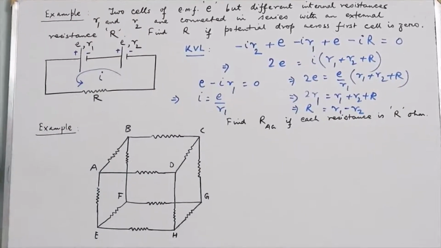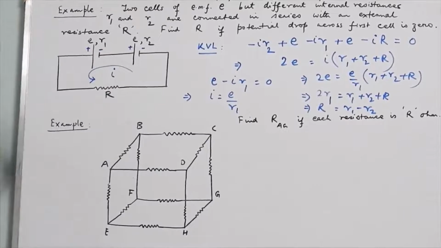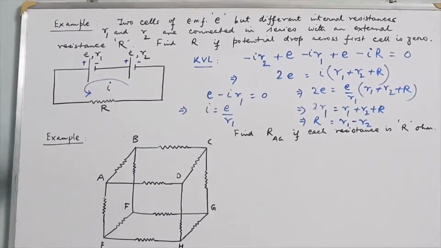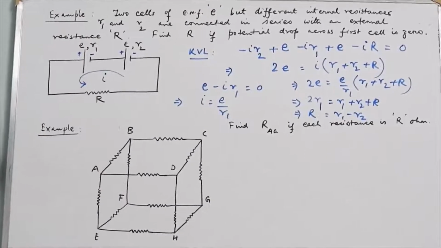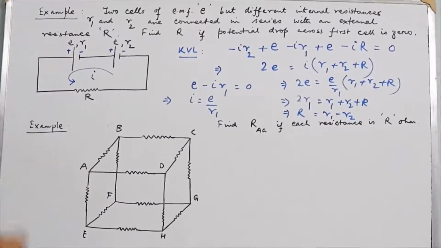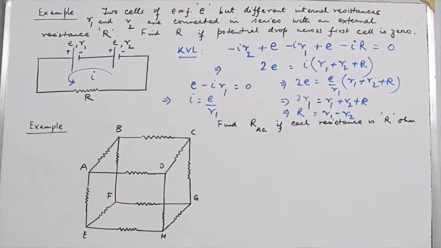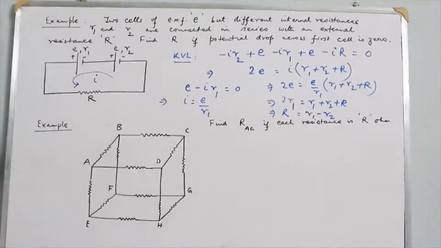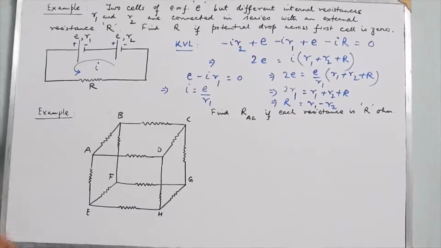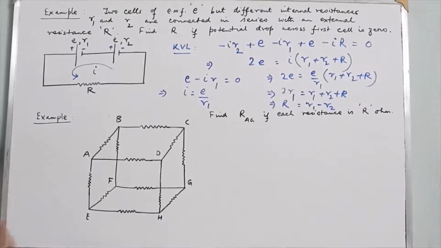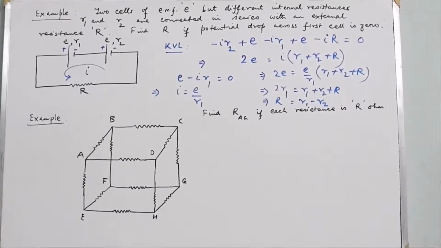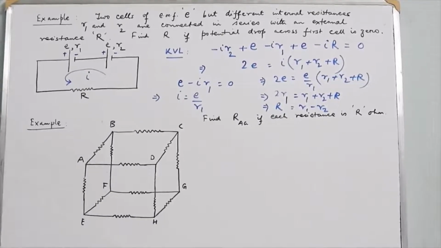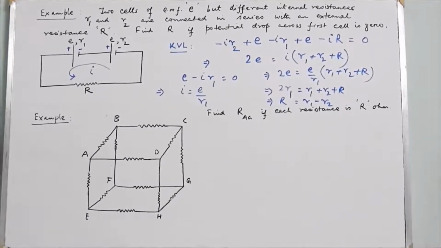So this is how we apply KVL in these situations. Let us move on to the second question. Now in case of certain electrical networks where it is required to find the equivalent resistance, sometimes it might be difficult to analyze the circuit on the basis of series and parallel. So in those situations also we can use Kirchhoff's laws to find the equivalent resistance.